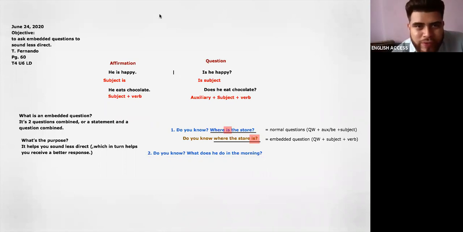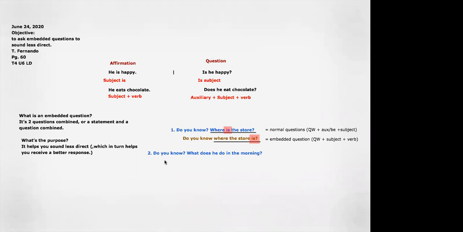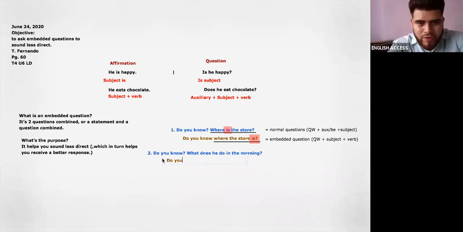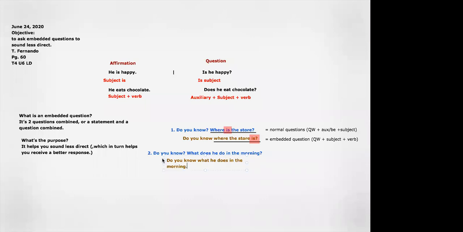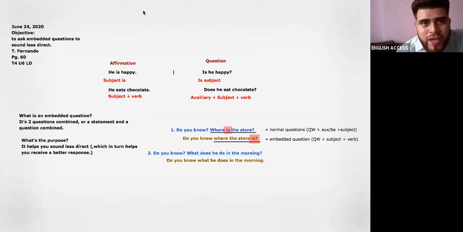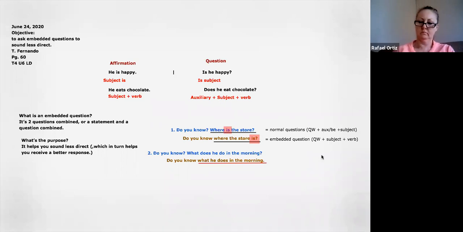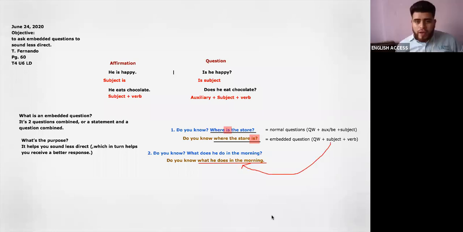What would be the embedded question for this? Do you know what he does in the morning? Do you know what he does in the morning? So again, we use the same structure. Again, we have the question word, the subject, and then the verb. What he does, not what he do. What he does because it's third person singular. Correct?